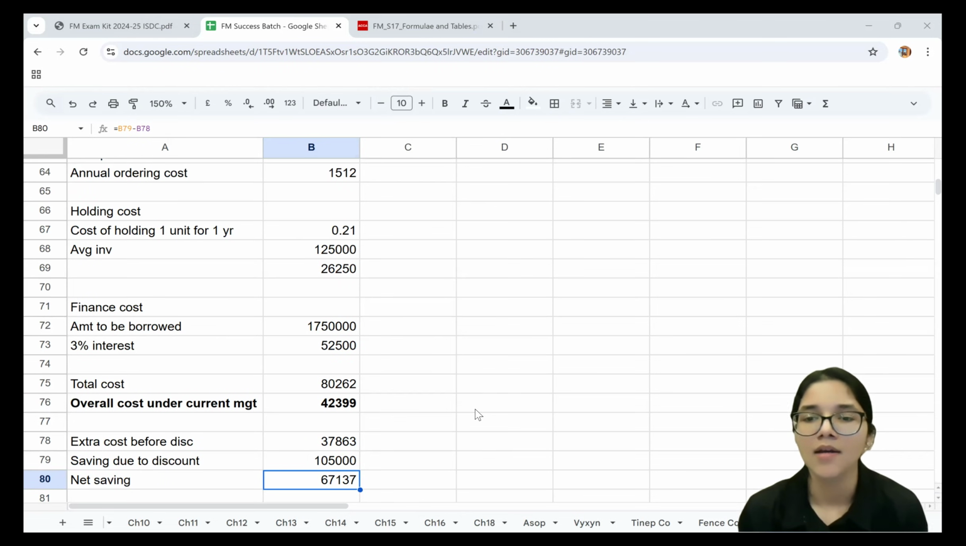$67,137. Abdul Rahman, which one do you want me to show the finance cost, the current scenario or the discount scenario?